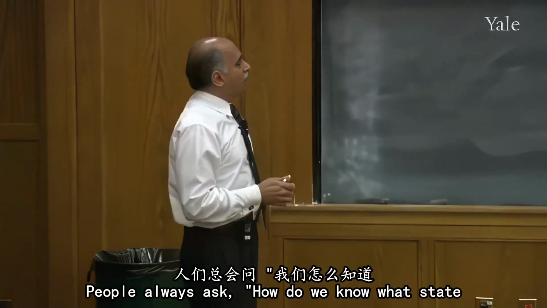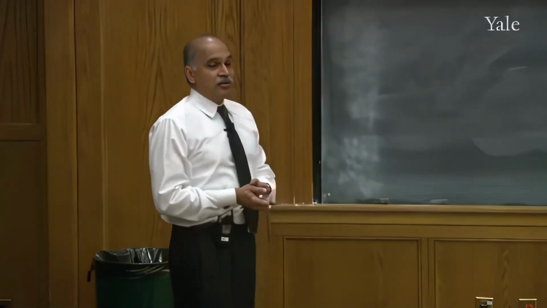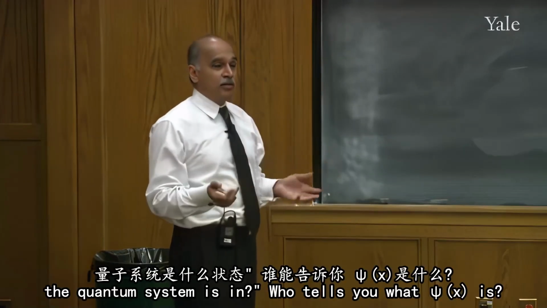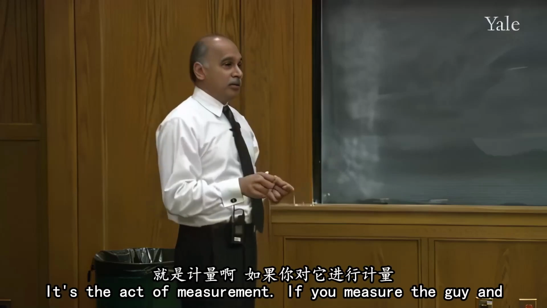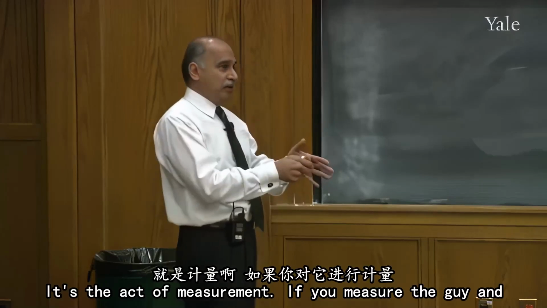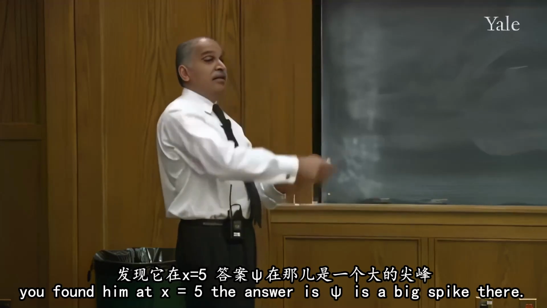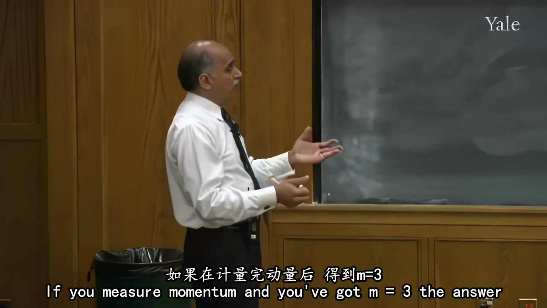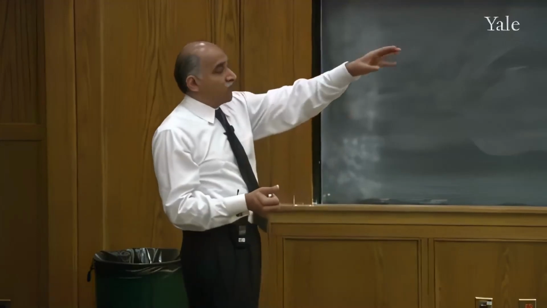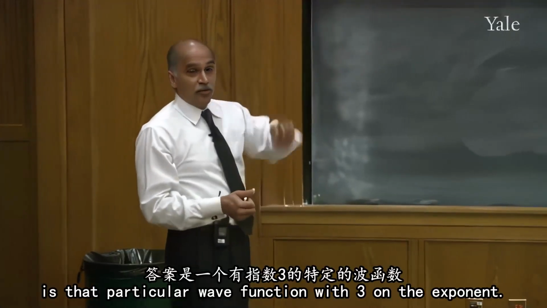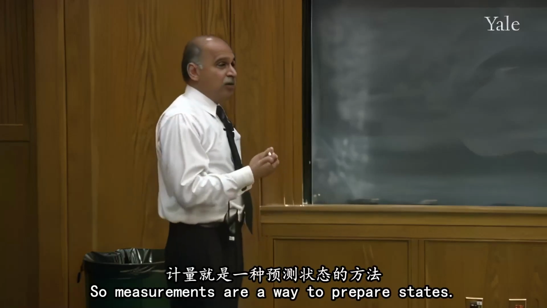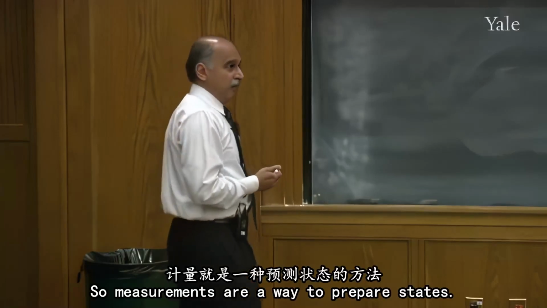People always ask, how do we know what state the quantum system is in? Who tells you what psi of x is? It's the act of measurement. If you measured the guy and you found him at x equal 5, the answer is psi is a big spike there. If you measure momentum and you got m equal to 3, the answer is that particular wave function with 3 on the exponent. So measurements are a way to prepare states.